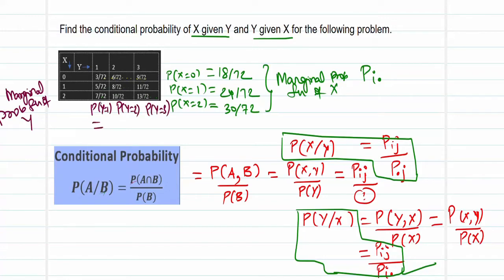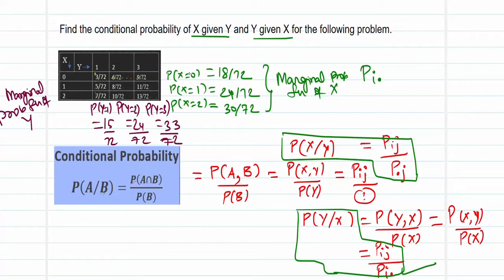What is probability of y equal to 1? Here x varies and y is kept fixed. So, you add it up column wise: 3 plus 5 plus 7. This makes it up as 15 divided by 72. Next, for y equal to 2, add up 6 plus 8 plus 10. So, that makes it 24 by 72. Next, probability of y equal to 3, add up 9 plus 11 plus 13. So, it gives me 33 by 72.